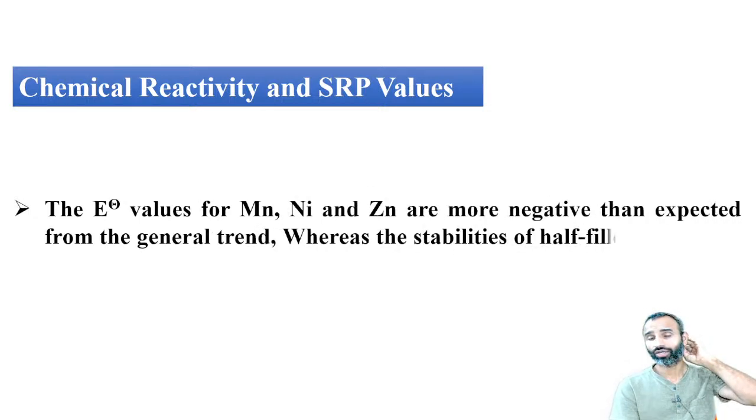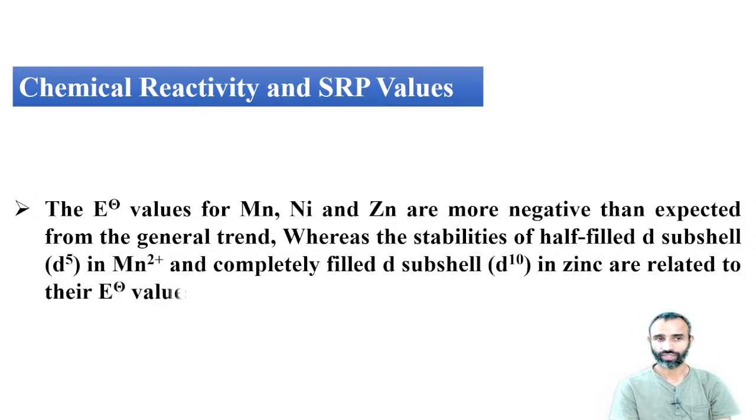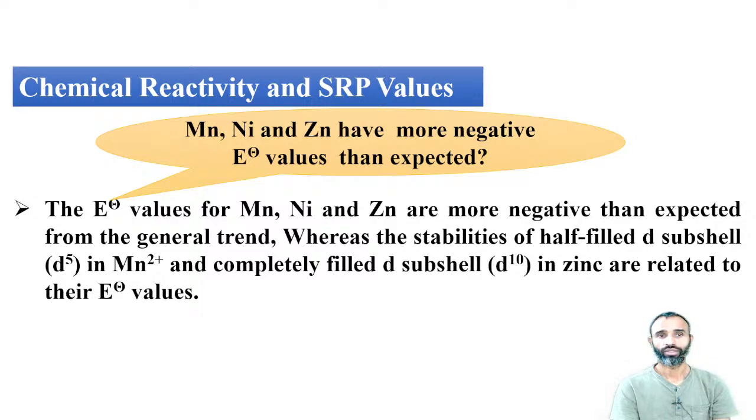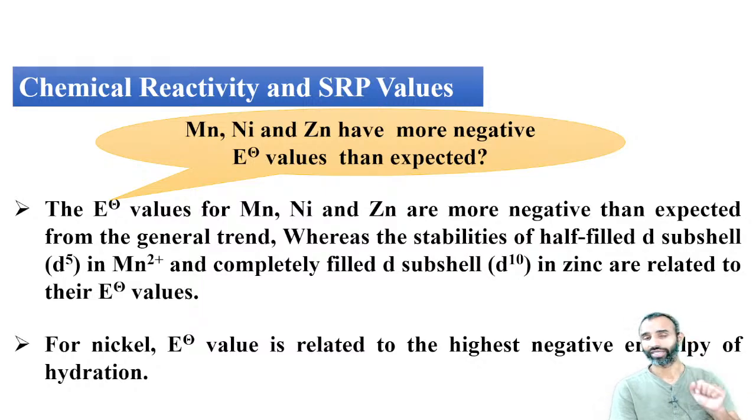मैग्नीज, निकल और जिंक के लिए it is more negative than expected, तो बताया ही था, because of exactly half-filled configuration and fully filled configuration which have extra stability. It is true for manganese and zinc, and for nickel it is because of highest negative enthalpy of hydration. So वो आपको अलग से याद रखना पड़ेगा.